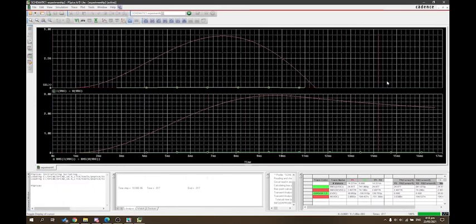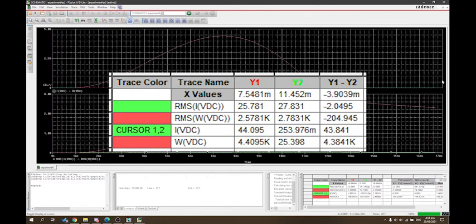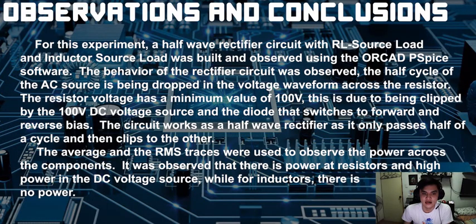For the second waveform, the peak current has a value of 44.095 amps and the power has a value of 4.4095 kilowatts. For this experiment, a half-wave rectifier circuit with RL source load and inductor-source load was built and observed using the ORCAD PSpice software.